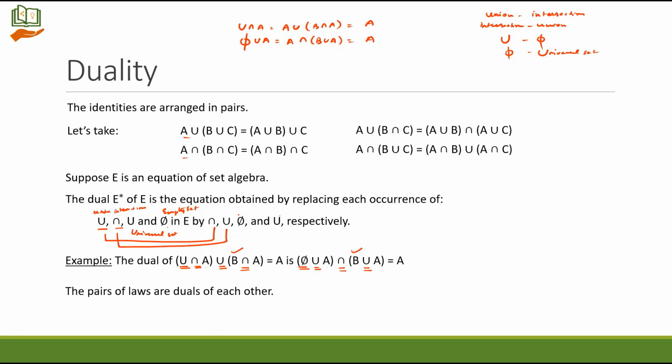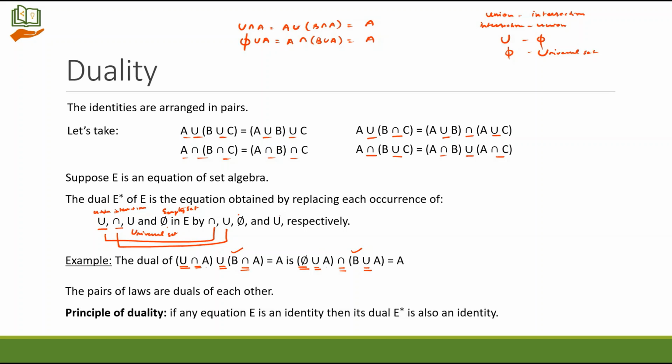The pairs of laws are duals of each other. If you check the laws, they are duals. Say for example, all the unions here are converted to intersection. Similarly, the union here is converted to intersection. Intersection is converted to union. Similarly, union becomes intersection, intersection becomes union. That's what they have said. The pairs of laws are duals of each other.